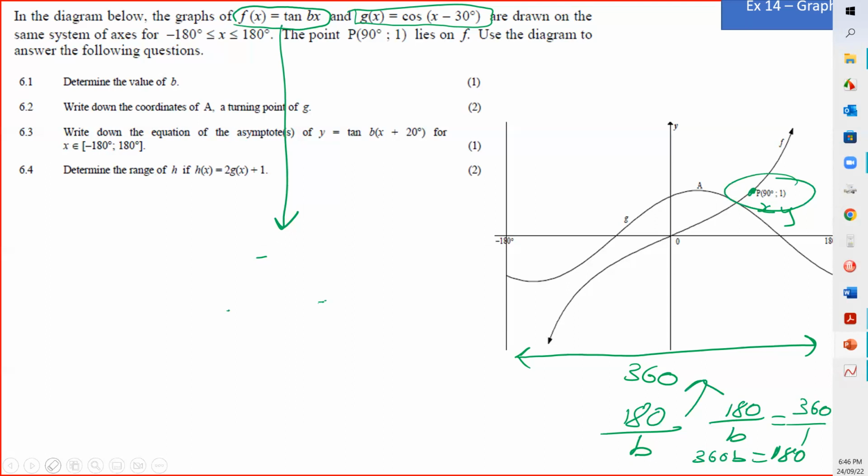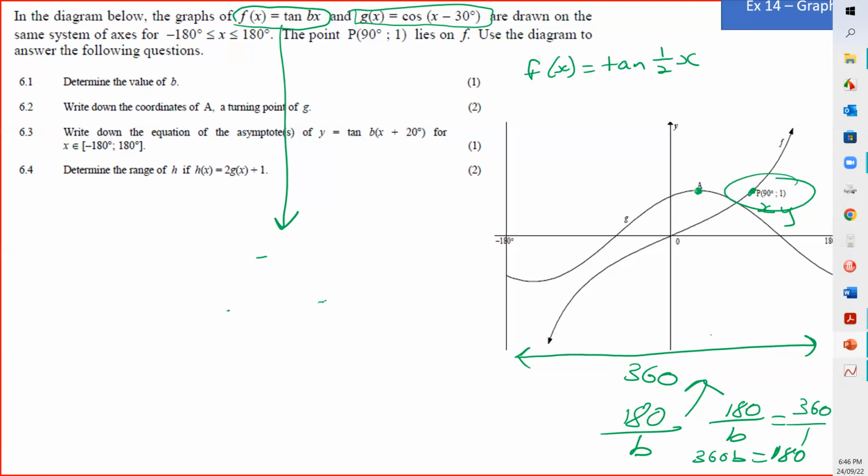Okay, thank you for illustrating that. So we got our b value to be half. So remember now we have the tan equation. Let's write it here. The tan equation now is f of x is equal to tan half x. The next question is: write down the coordinates of A, the turning point of g.